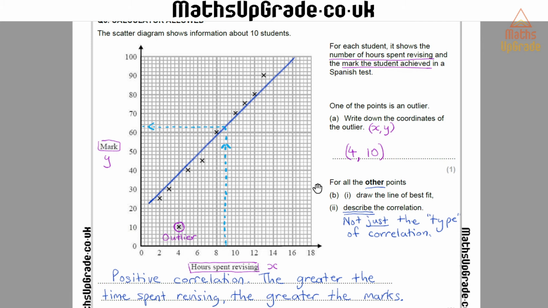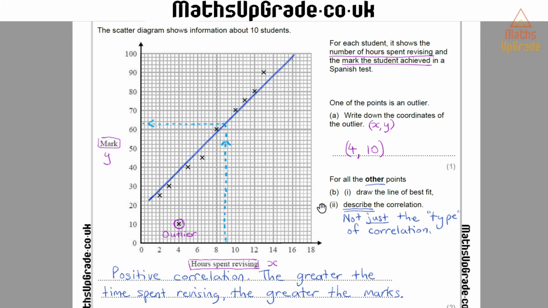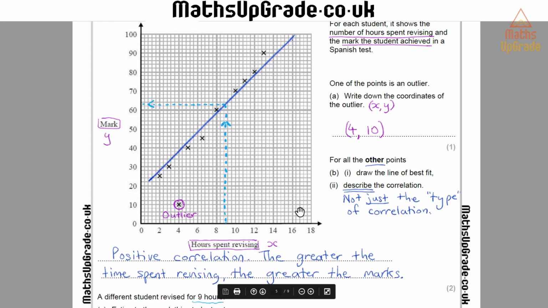And now I'm going to talk about what this correlation means in practical terms. In real life, it means the greater the time spent revising, the greater the marks the student achieved. For example, this student here spent more than 12 hours revising and achieved nearly full marks. This student here only spent 2 hours revising and only achieved 25 marks. So the greater the time spent revising, the greater the marks.